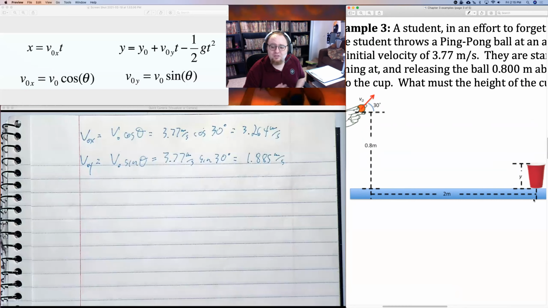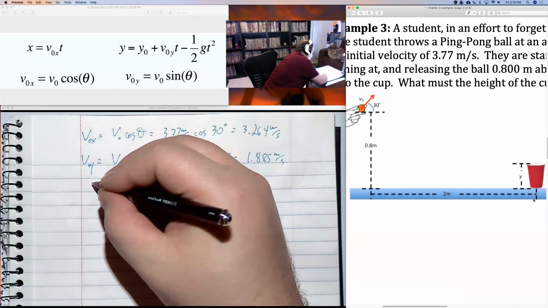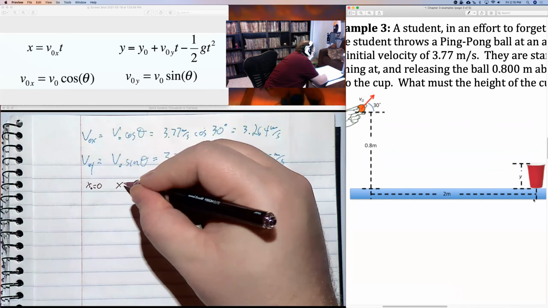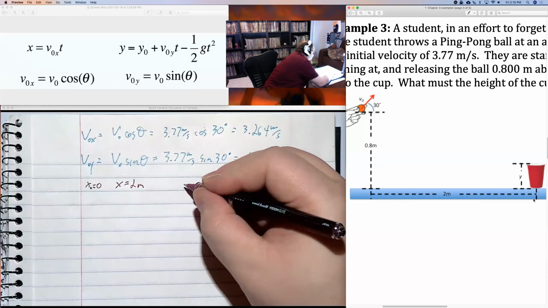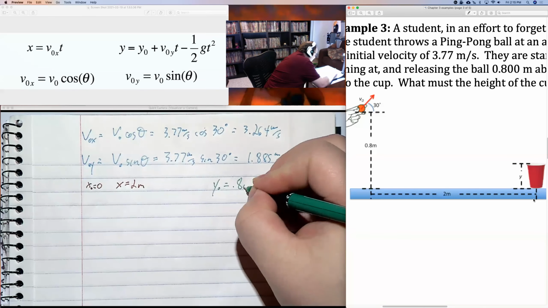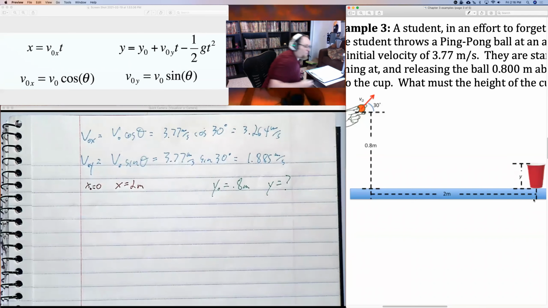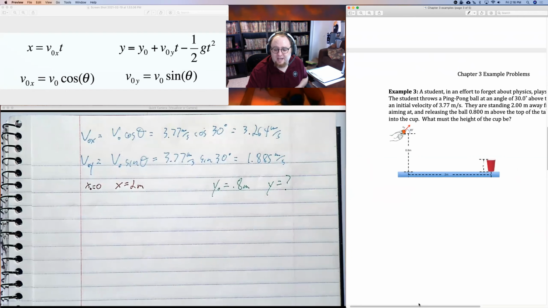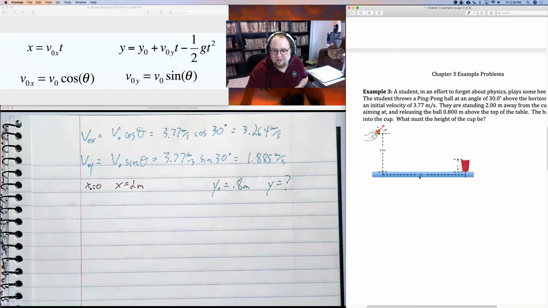It travels a distance of 2 meters. That means x naught is 0, because x naught is always 0, but it travels 2 meters. It starts at y naught, 0.8 meters up, and I want to find y. When in doubt, if you can't get it from the text, my pictures can sometimes help. I put a y here and a 2 meter there. That gives a hint that I know the x and don't know the y. In this one, it's the opposite order. I know x. X is 2 meters. I want y.